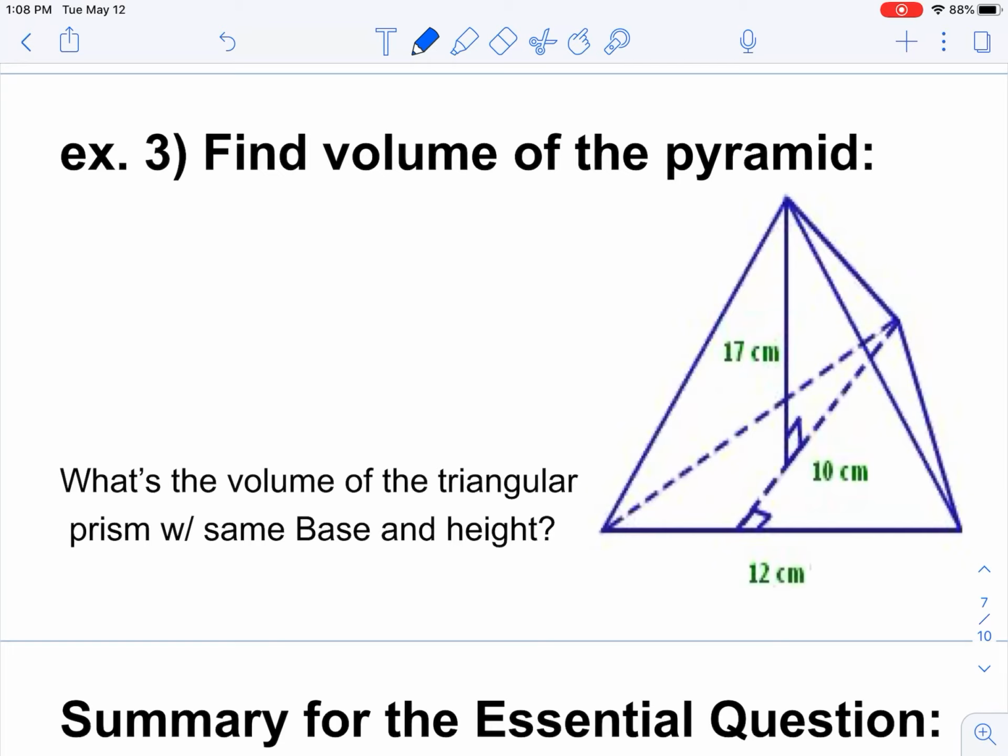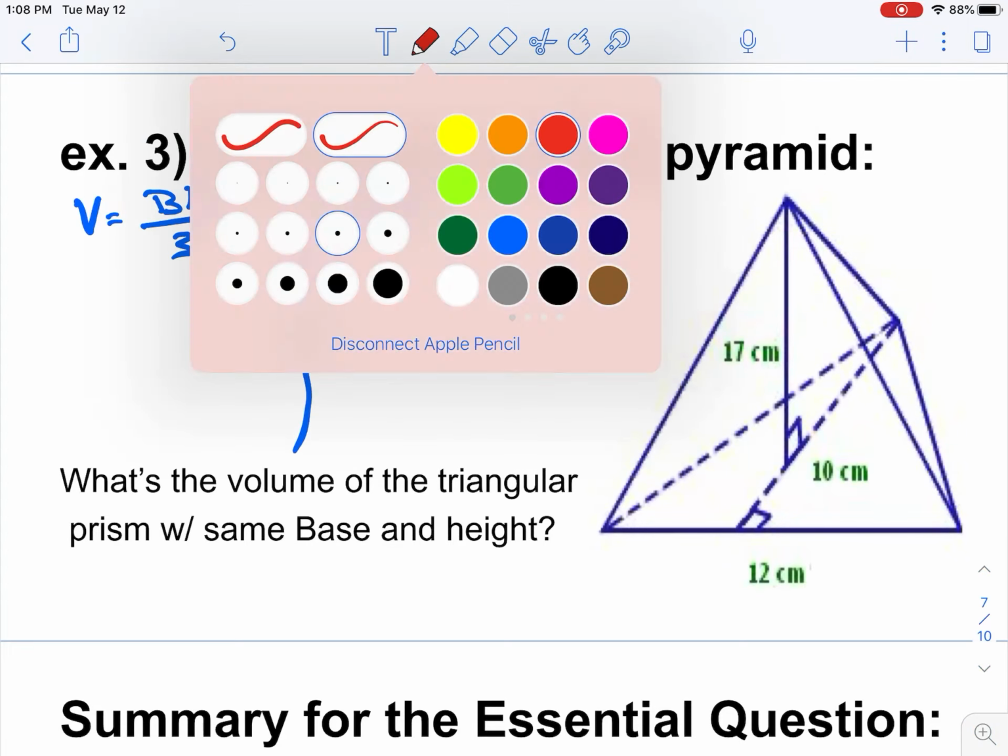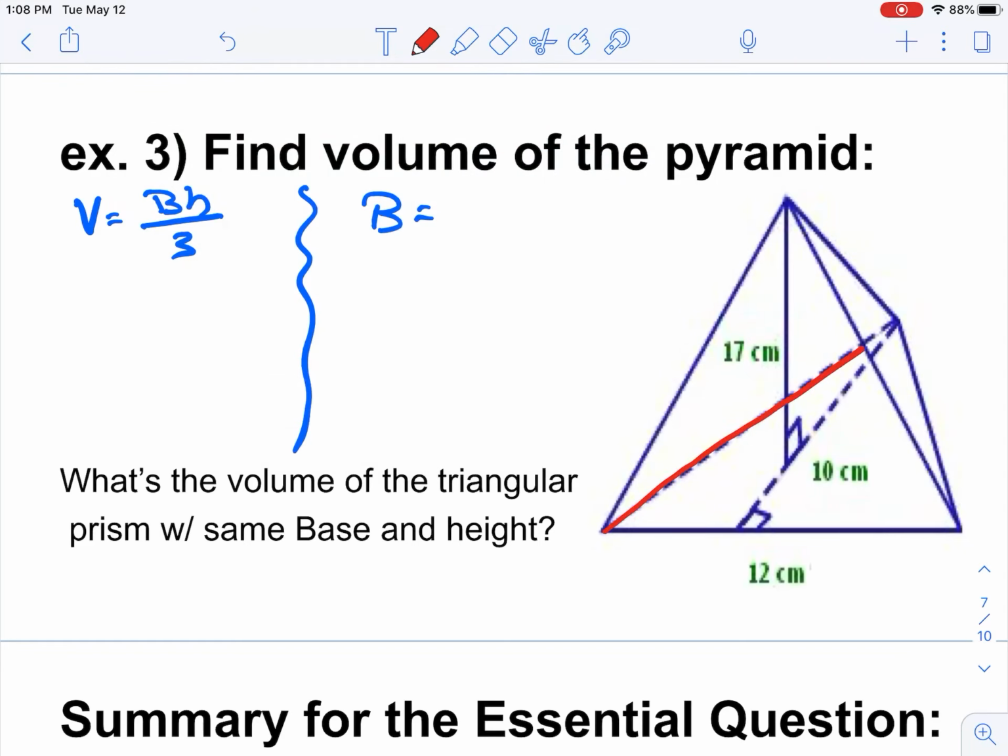Okay, last one. Another find the volume of a pyramid. This time it's a triangular pyramid. So we know that the volume is going to be 1/3 base times height, or base times height over 3. Let's find that base area. So this time that base area is a triangle. And so we know that area of a triangle is base times height over 2.